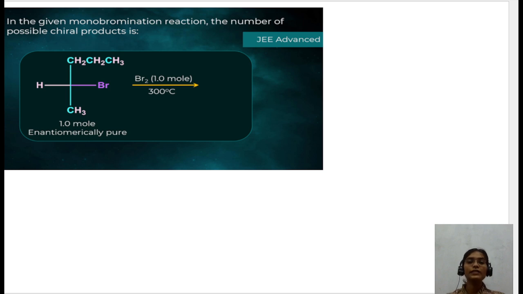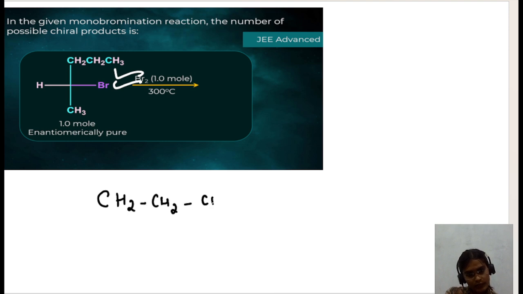Okay, then let's find out the answer for this question. What does the question basically ask? In this given compound, what is given to us? This is the given compound. If we were to undergo the monobromination, I'm sorry, bromination, what is happening? First of all, see, this is a CH2, further connected with some CH2, and this is a CH3, right? And this carbon is connected with the bromine, and this side we have hydrogen, and this is CH3.